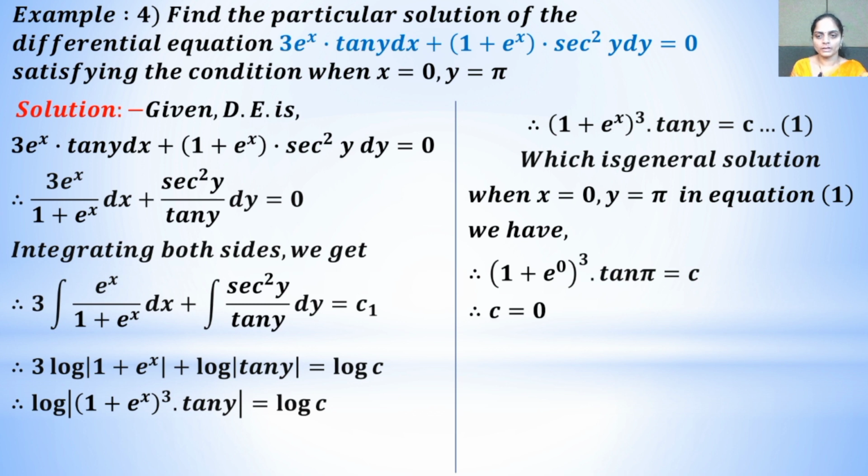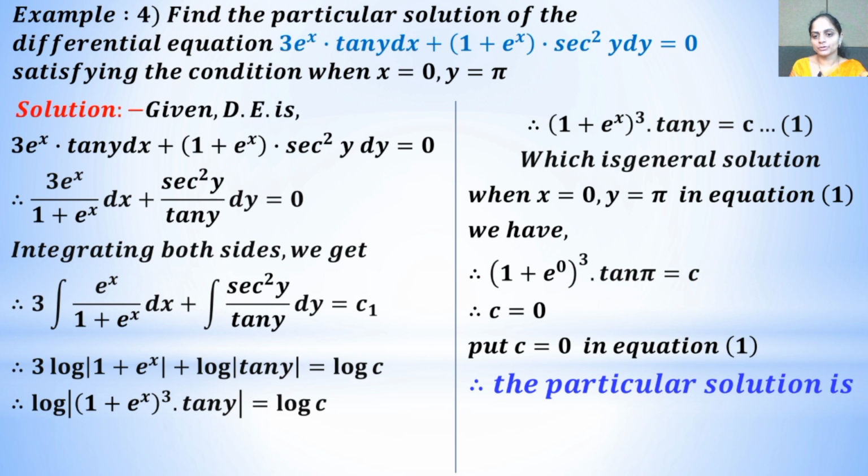Now we put the value of c equal to 0 in equation 1. We get a particular solution which is 1 plus e raised to x whole bracket cube into tan y is equal to 0. This is our required particular solution.